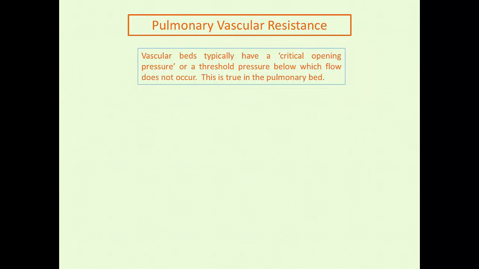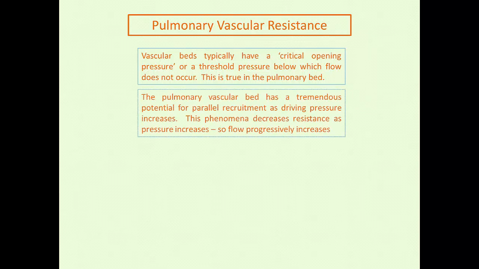So vascular beds typically have this critical opening pressure, so you actually have to apply a proximal pressure head to the vascular beds, sometimes much greater than 0, and then once you hit this threshold pressure, flow begins to occur. And this is certainly true in the pulmonary bed. And the pulmonary vascular bed has this tremendous potential for parallel recruitment. That is, as you increase the pressure head as right ventricular pressure and pulmonary arterial pressure increases, you begin opening these channels in the pulmonary vascular bed.